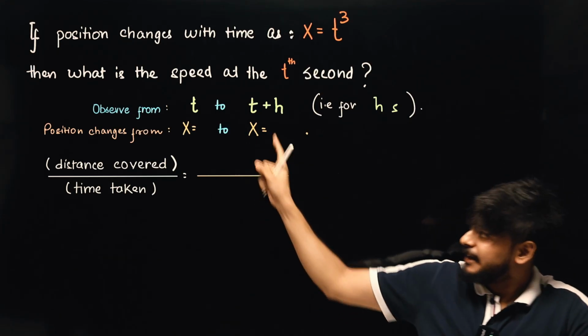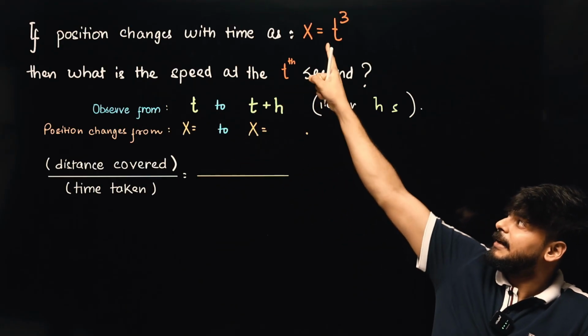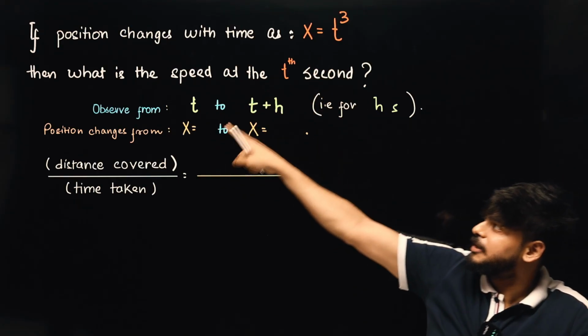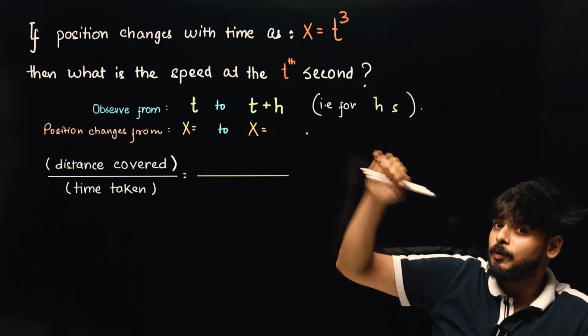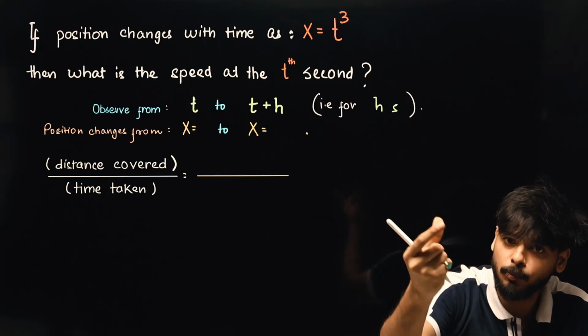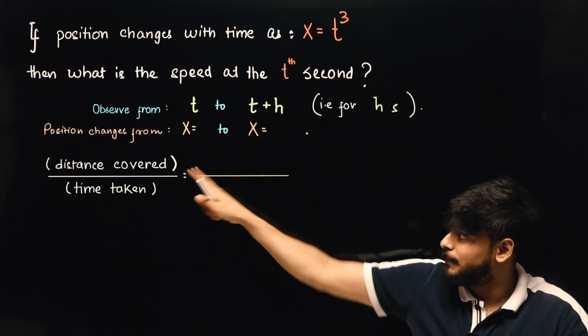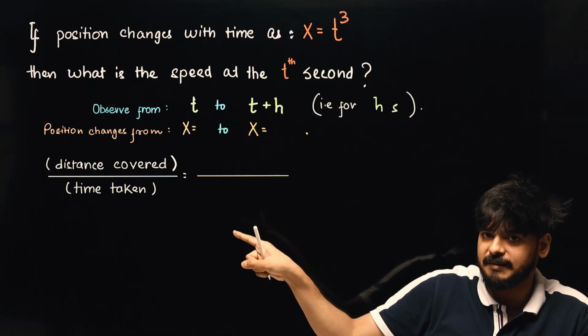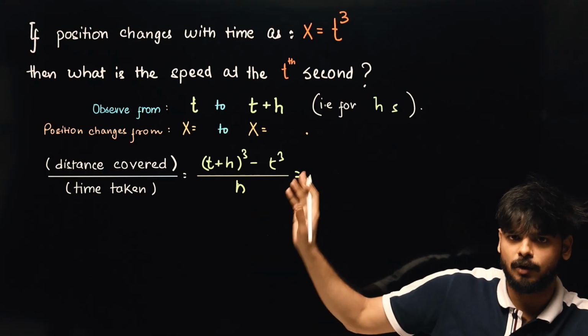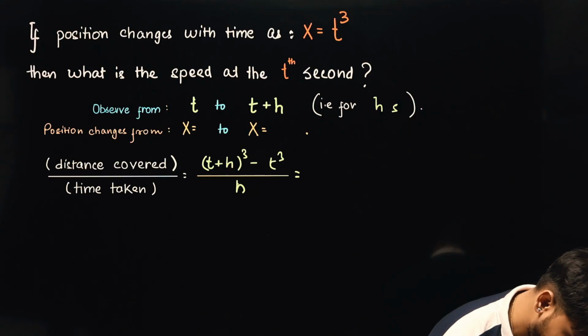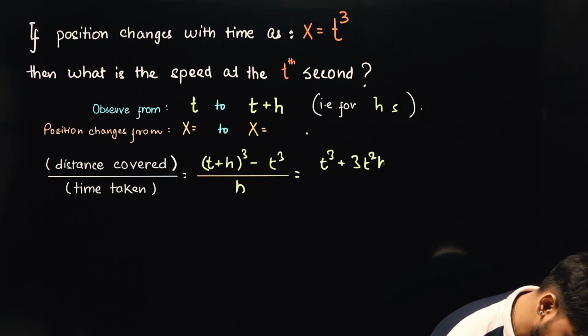Let's do it here. At t, where would the body be? At t cube, because x is equal to t cube. And at t plus h, where would the body be? (t plus h) whole cube. And then the difference in the position will tell me the distance covered over those h seconds. Let me write it. Now it's all calculations from here. Just watch. You people know how to expand (a plus b) whole cube, right? a cube plus 3a square b plus 3ab square plus b cube.